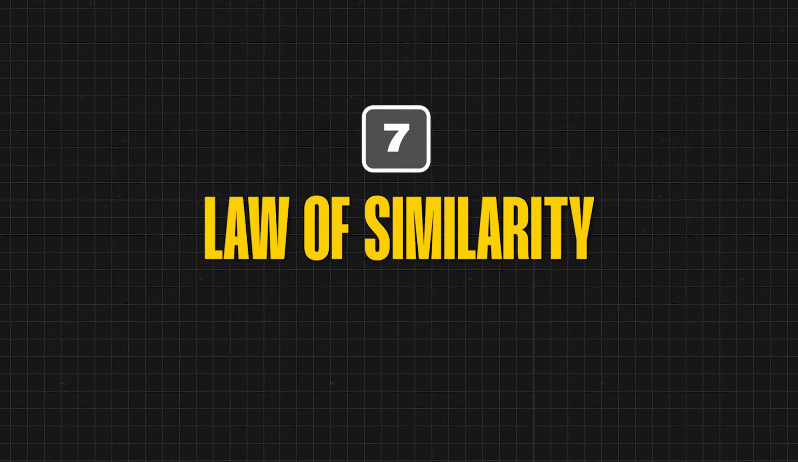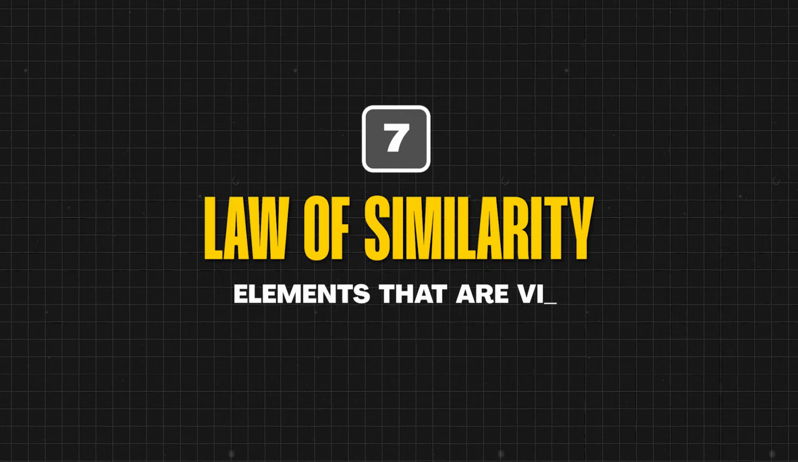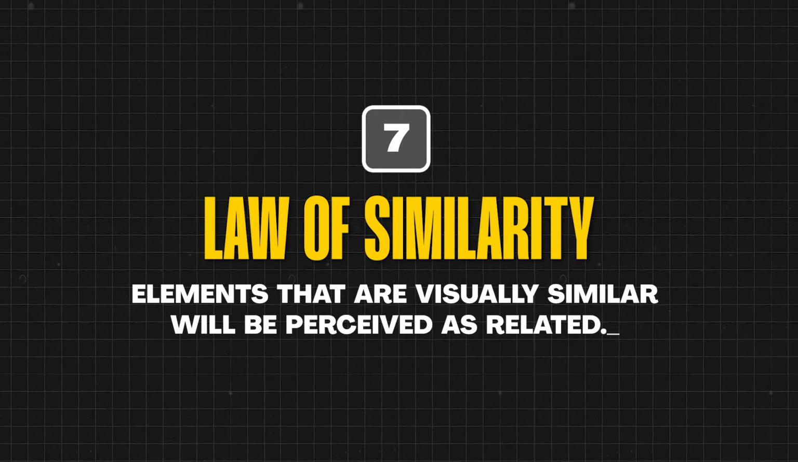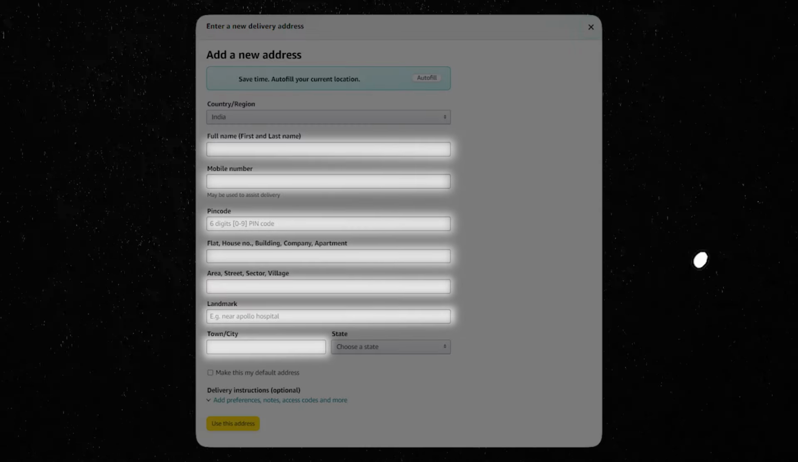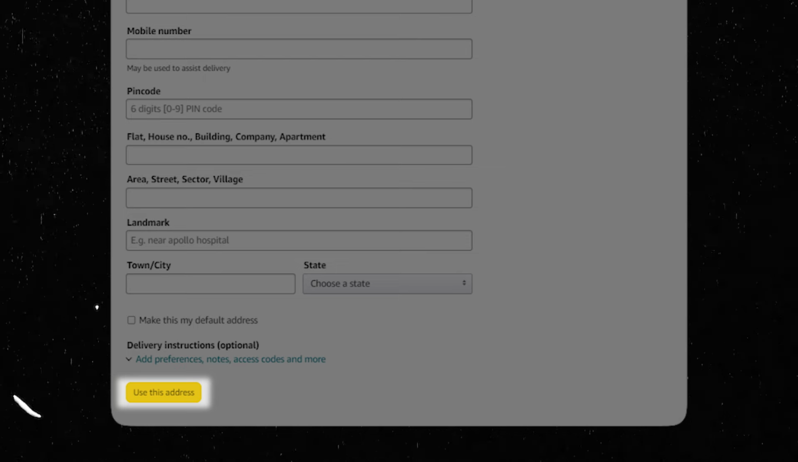Number 7, law of similarity. Elements that are visually similar will be perceived as related. For example, take a look at the Add New Address page on Amazon. The rectangle boxes with borders are the input fields, and the rectangle boxes with solid colors are buttons. You can see how elements with a similar appearance are perceived as related.